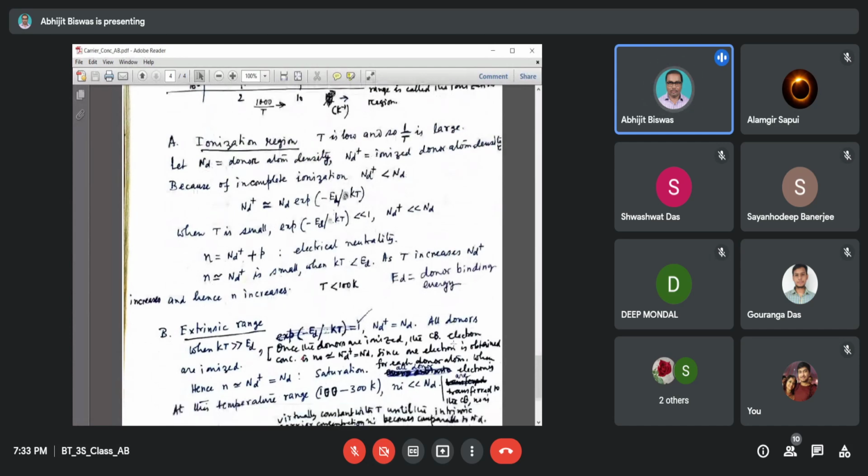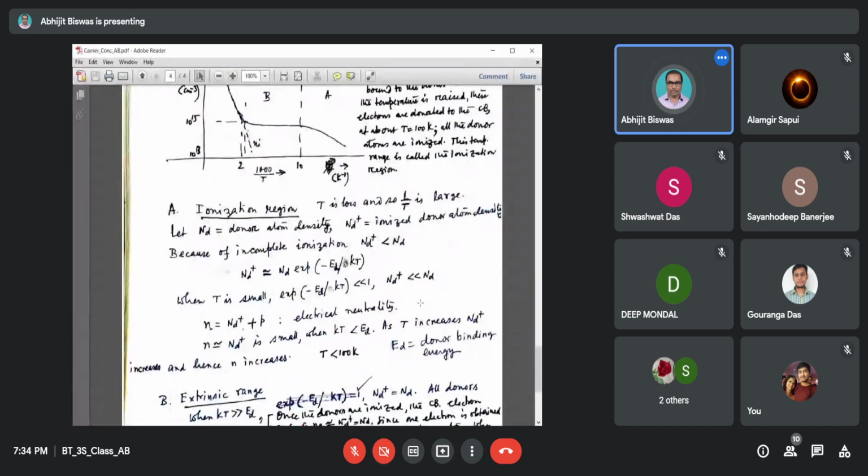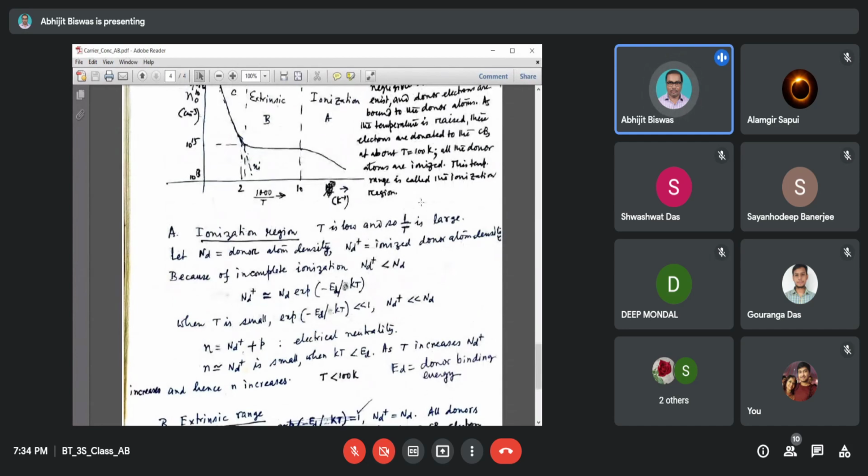And as temperature increases, you see that the curve rises. That means more and more donors are being ionized and they are donating electrons to the conduction band, and thereby their immobile ions will be increasing, and therefore this graph is going in the upward direction as temperature rises. That means you are coming towards the origin.